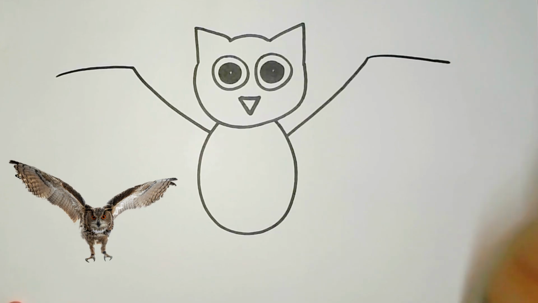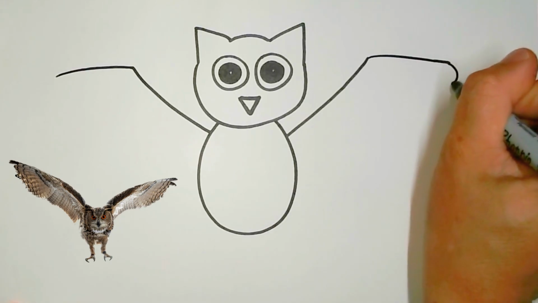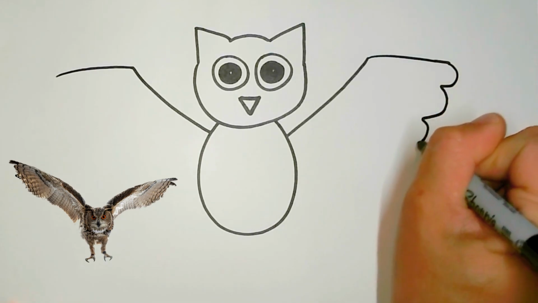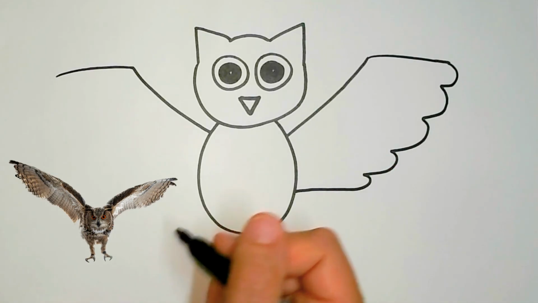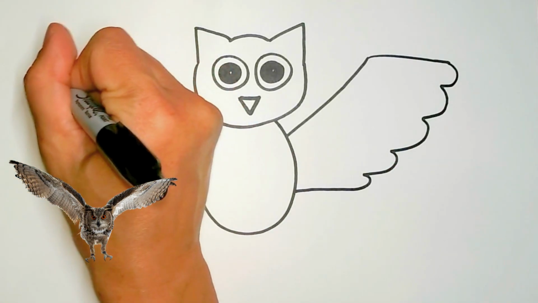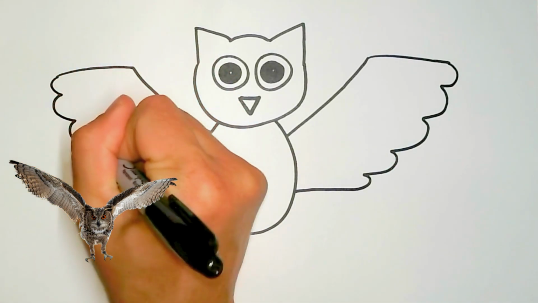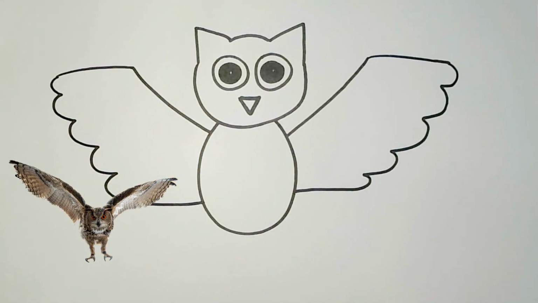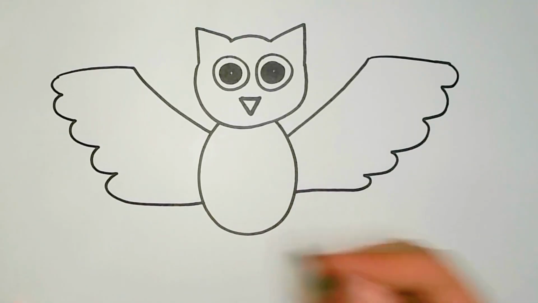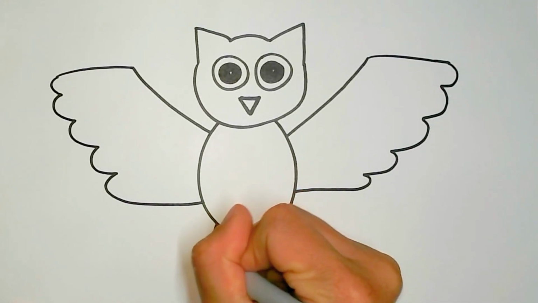And then we're going to do a wavy bump line all the way down. However many bumps looks good to you. Wavy bump line all the way down. Alright, so now we have big, beautiful wings. We have our body.